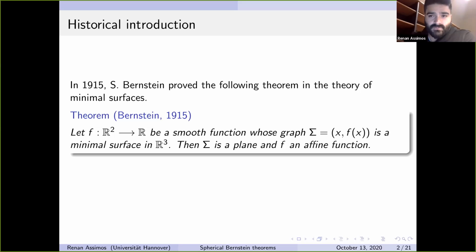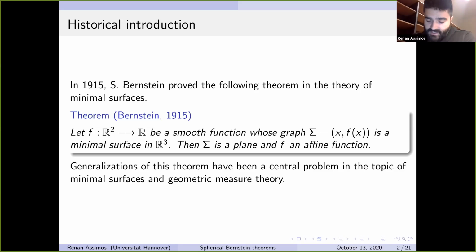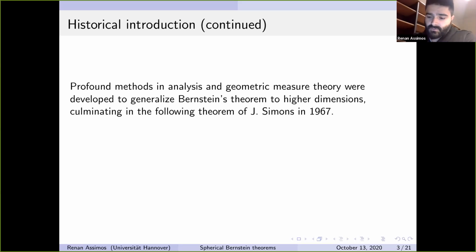Just to familiarize ourselves, there are many generalizations of this theorem, also some counterexamples. I'm just going to give a brief overview. There were many works by De Giorgi and Almgren and people doing GMT to generalize Bernstein theorems to higher dimensions. I will skip those and talk directly about a result by James Simons in 1967.